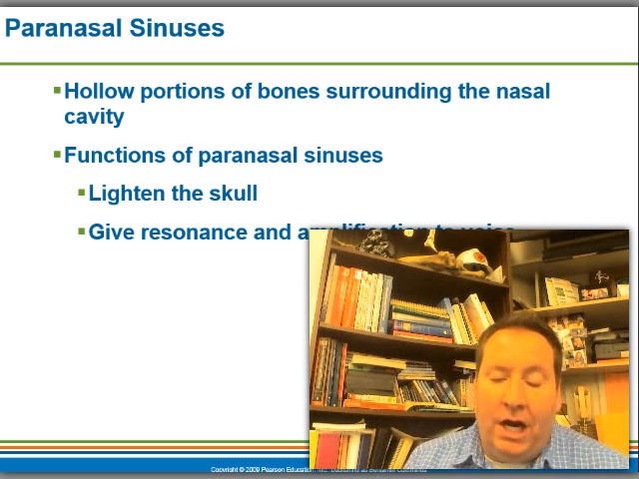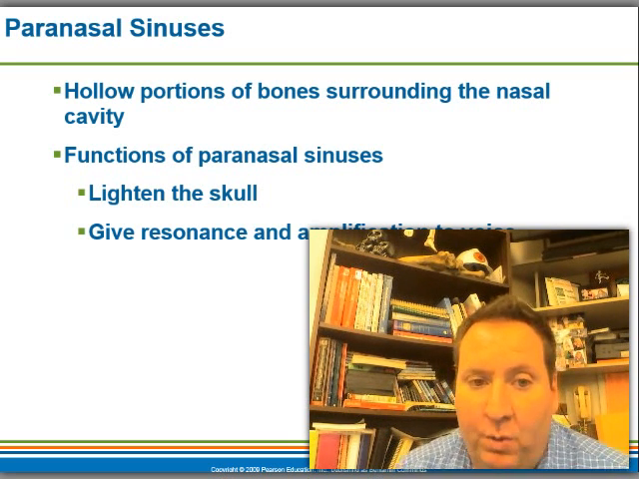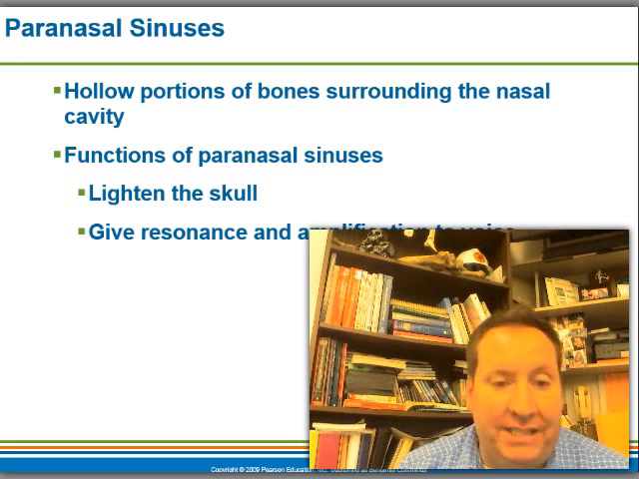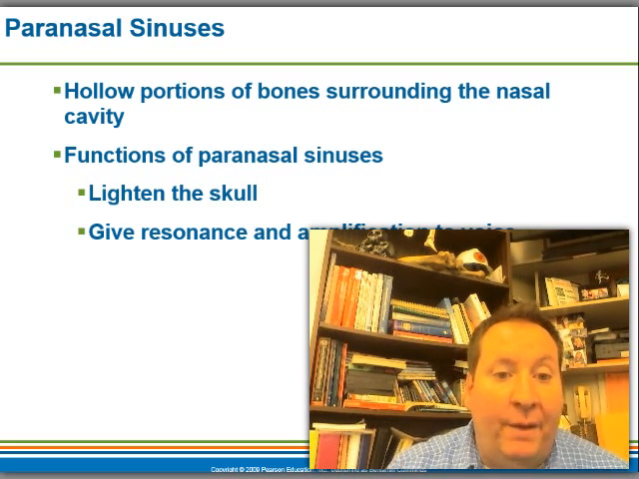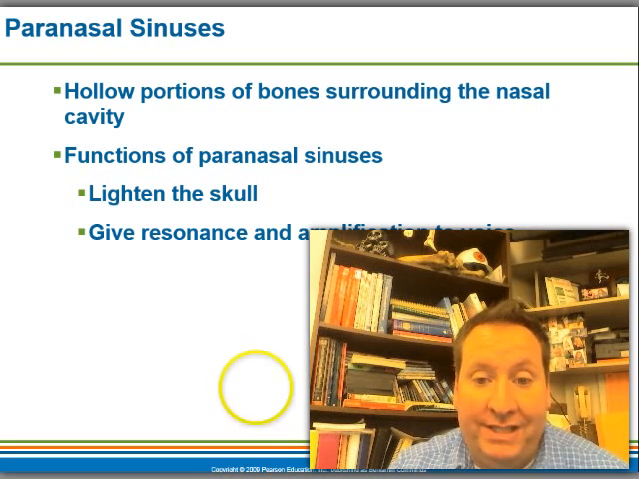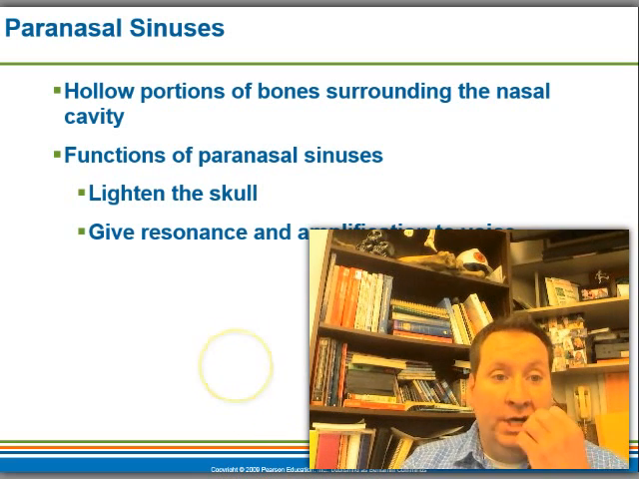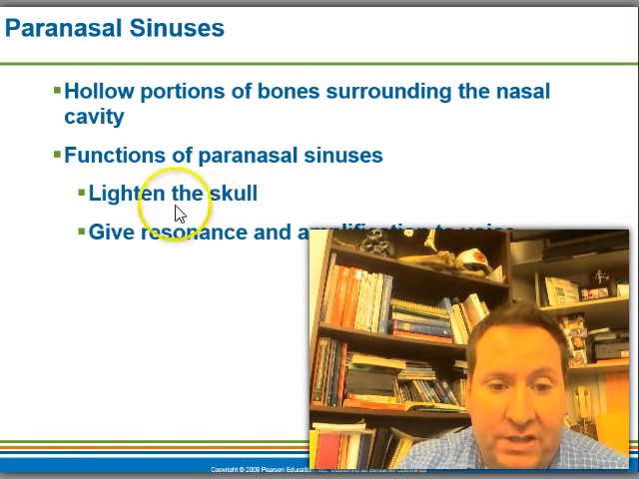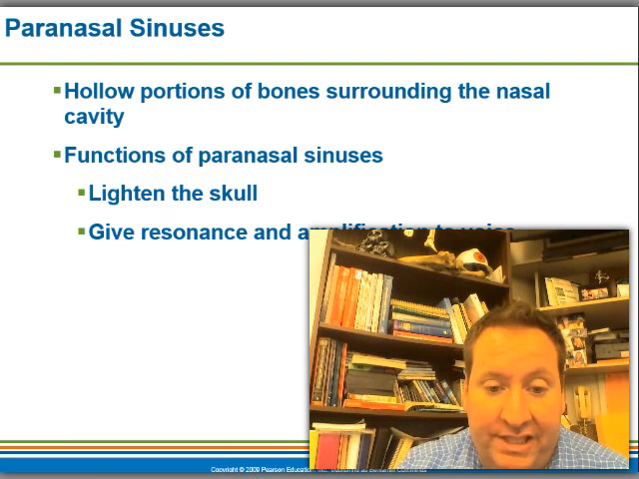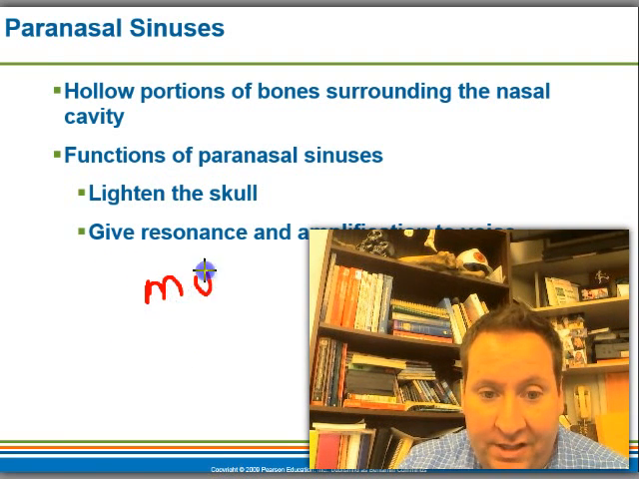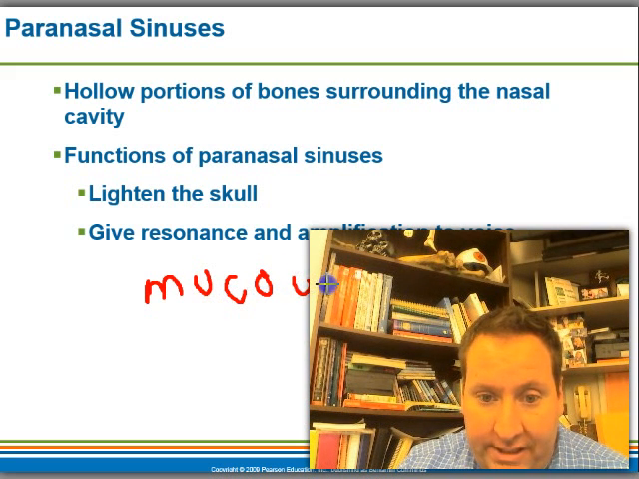When these bones of the skull come together, basically they have areas where they unite that they produce hollow cavities. These hollow cavities within bone are what we call sinuses. And what sinuses do is they lighten the skull. They give resonance and amplification to your voice, so they allow for voice production to occur, so you have that voice that projects. And it's also an area where mucus production occurs as well. I forgot to put this on the slide. So mucus production, O-U-S. Don't forget the mucus production.